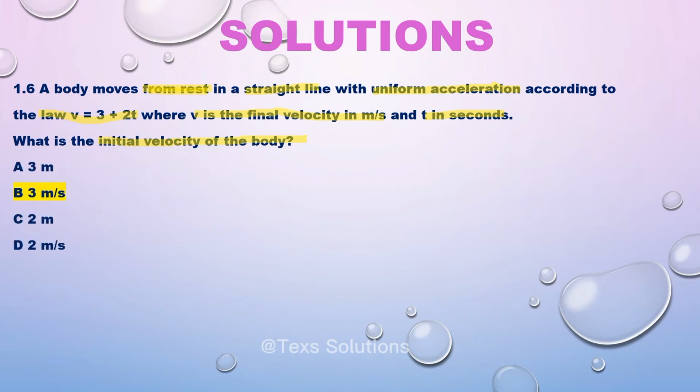There are 4 options. Let's look at the given data. Usually when we are given a law, v is equal to 3 plus 2t, the law usually represents an equation of motion.